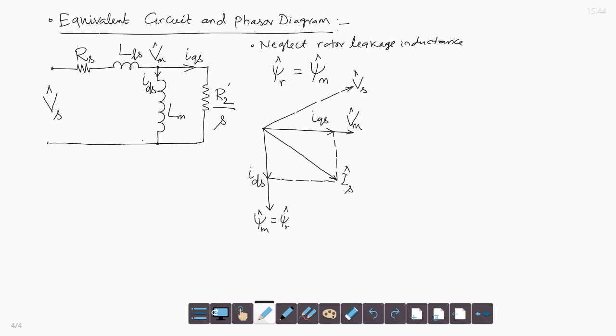So, now suppose flux is to be reduced to give high speed operation. If flux is reduced at a constant torque component of current IQS, like this, flux is reduced to new value IDS 2, IQS remains constant. So, the new value of stator current is now IS 2, like this.